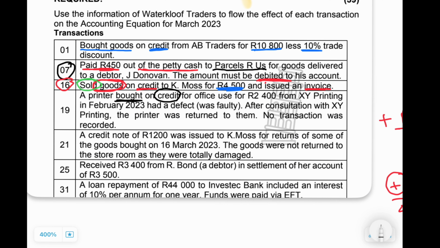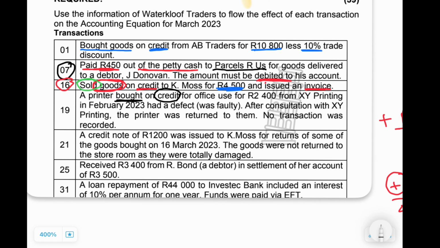So we agreed with XY Printing that we are returning it to them, and we actually did. So this transaction was not recorded. We need to record this transaction. So how do we record it? We first start by identifying the accounts that are affected. Okay, so since we bought this printer on credit, guess what account is affected? You guessed it right, creditors control.